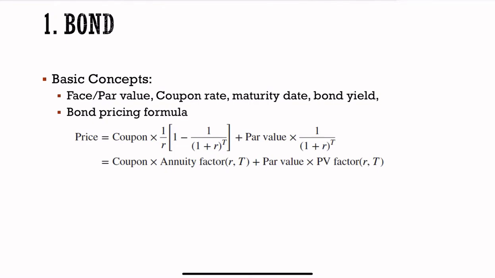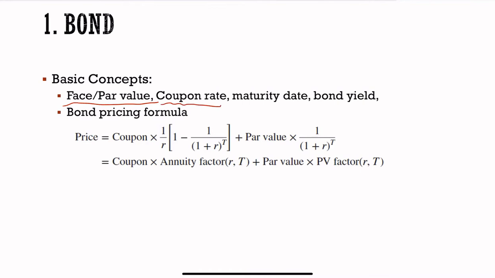So the starting point of understanding bond is to understand these very basic definitions, such as face value or par value. This one should be easy, right? As long as you have taken a course in corporate finance, then you would know what is the face value. Basically, face value is the value or the money you're expected to get back on the maturity date.